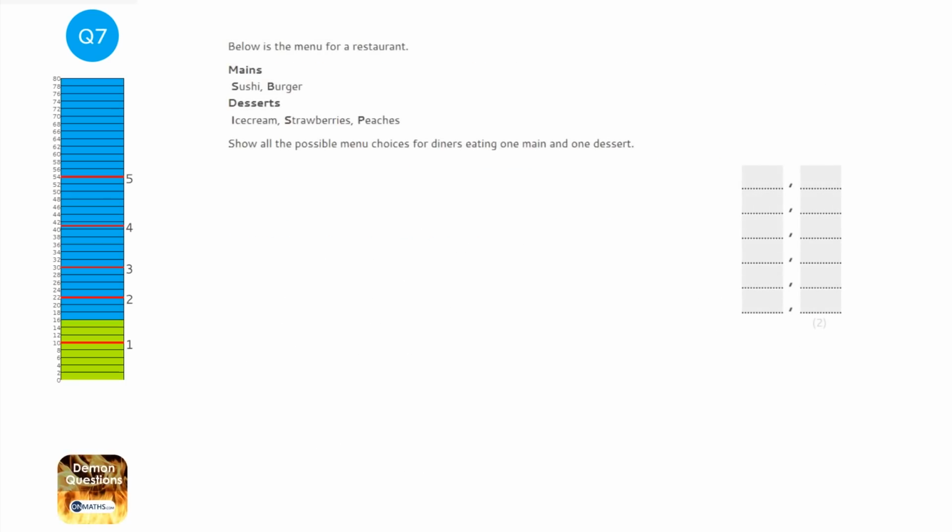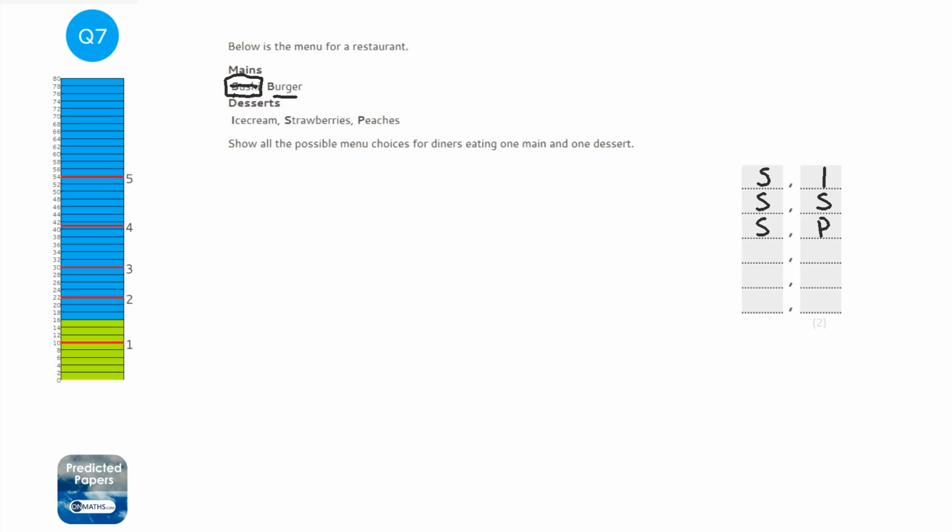So the first thing to do with this question is realise that we're looking for possible menu choices, and realise that actually instead of writing sushi and burger we can just write S and B, and that's normally absolutely fine unless the question asks specifically to write down the words. So the way to start this is just look at sushi first and go through the combinations with sushi. So we can have sushi and ice cream, we can have sushi and strawberries, or we can have sushi and peaches.